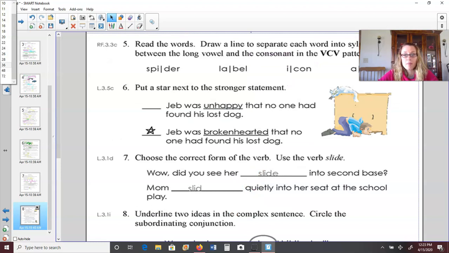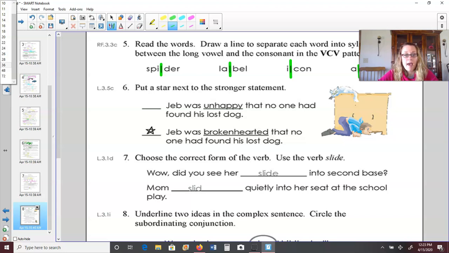Okay, and then moving on to the next page here, number 5, we are going to draw a line to separate our words into their syllable patterns between the long vowel and then the consonants. So in the word spider, we hear the long I, spider. So we separate between the I and the D. Label. We separate after that long A sound. Icon. We hear the long I, so we split after that. And then agent. We split after the A. Agent.